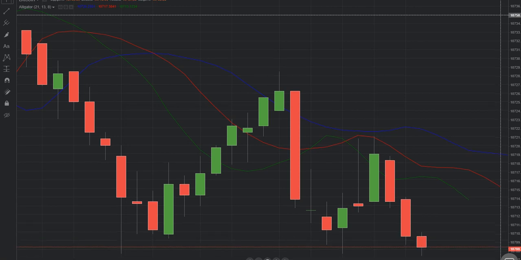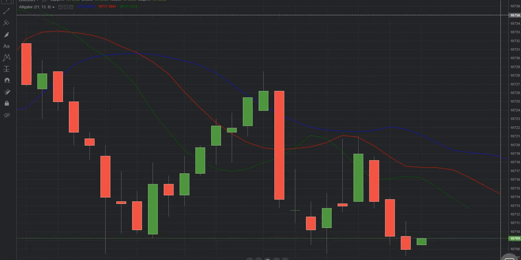The green moving average represents the lips of the alligator and is set to 5 and displayed into the future by 3 periods. The red moving average is the alligator's teeth and is set to 8 periods and is pushed 5 periods into the future. Blue represents the jaw of the alligator and it's set to 13 periods and displays 8 periods into the future.